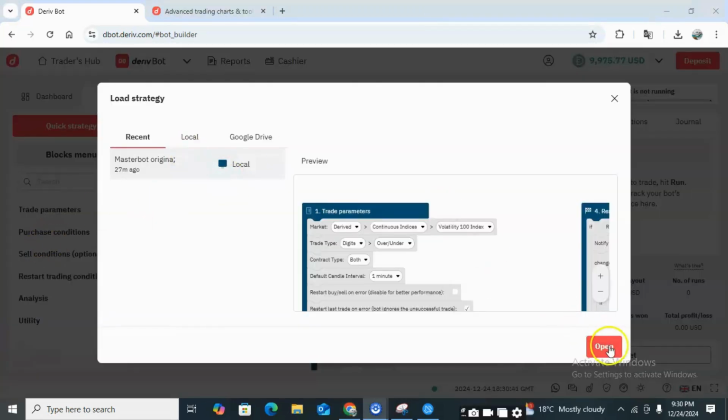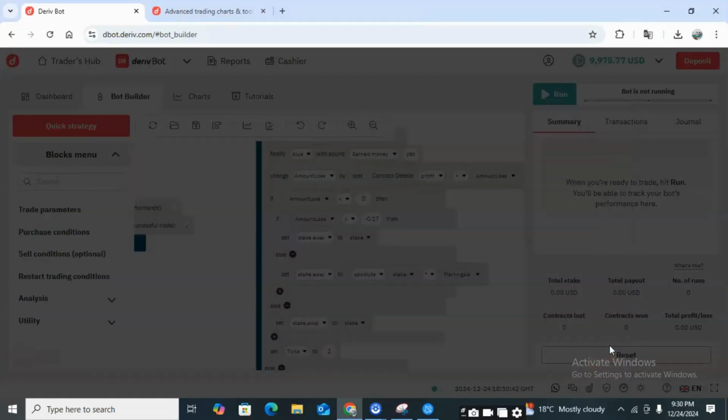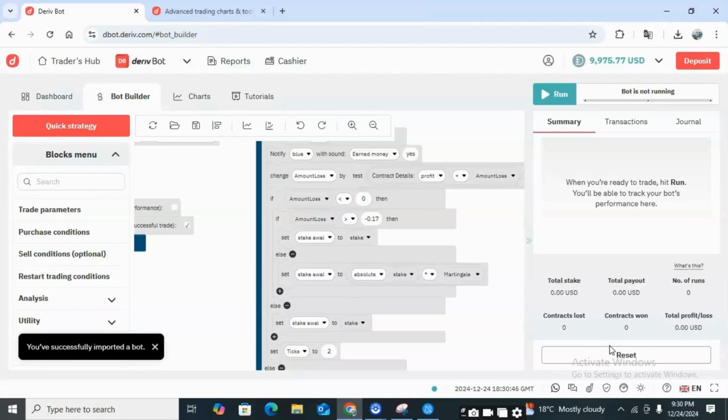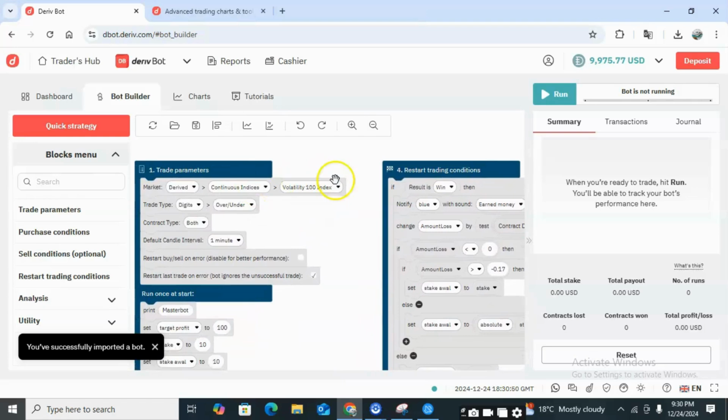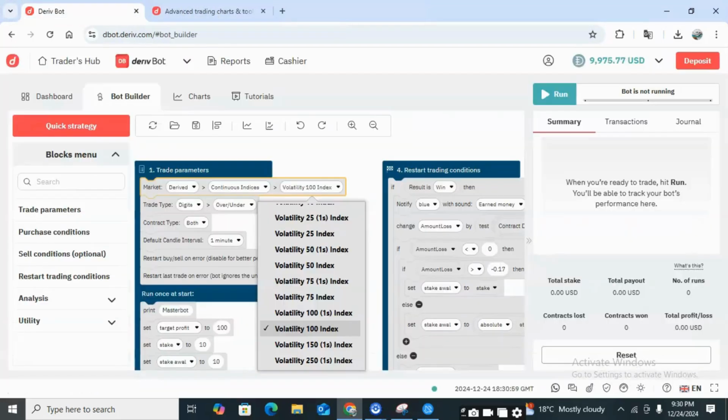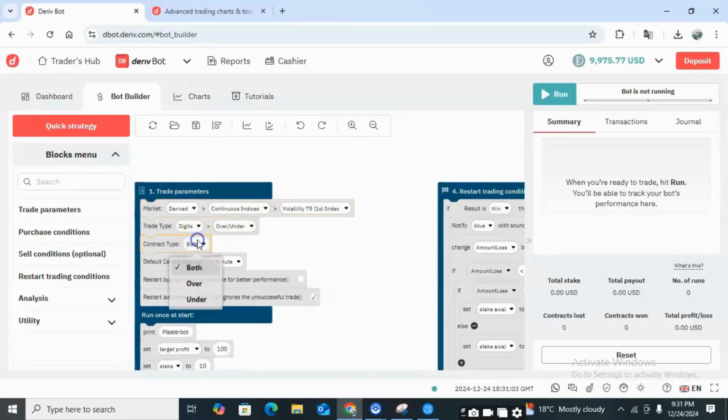So this is my bot. So all I need to do here is to click open. So I'm coming here to change to volatility 75S. Yes, 75S. We are doing over market.